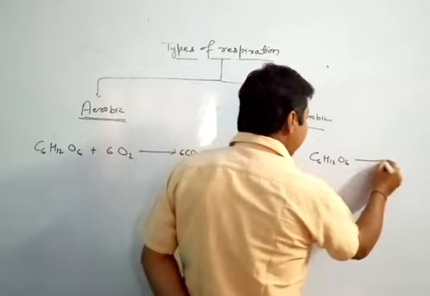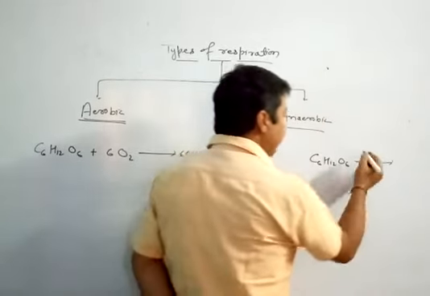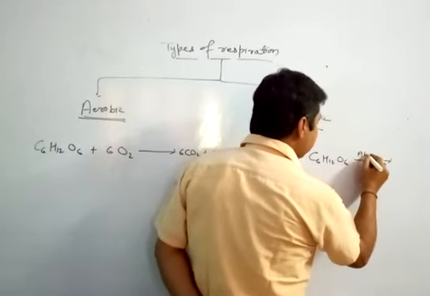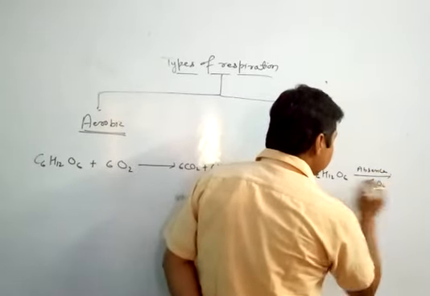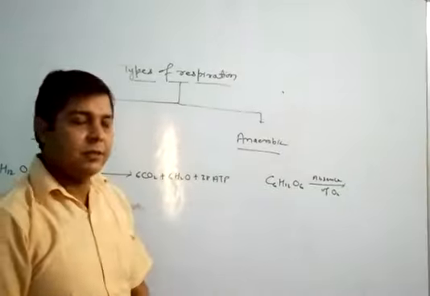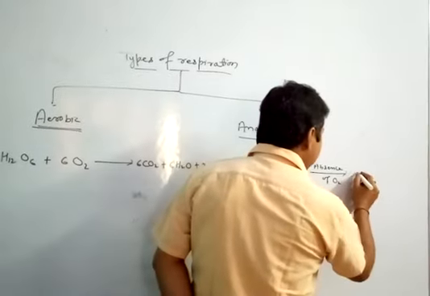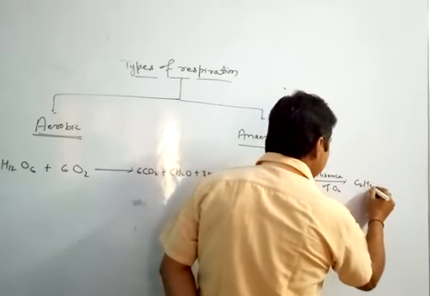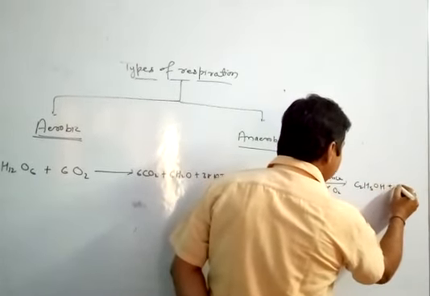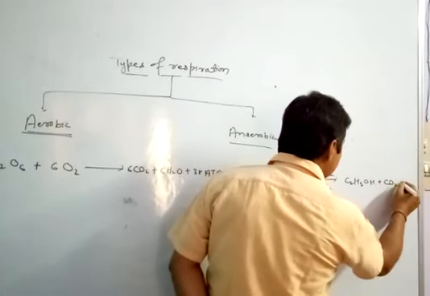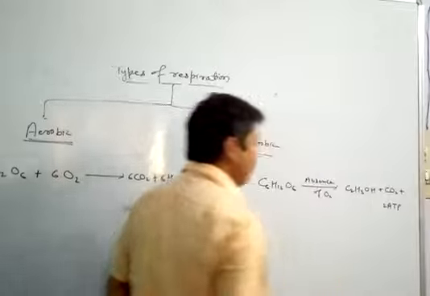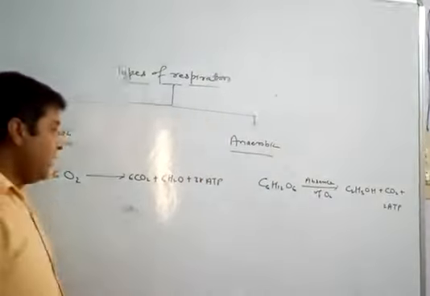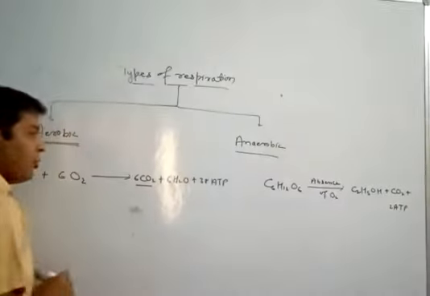C6H12O6, it breaks. We can write in the absence of oxygen. Oxygen is not present. So the product is C2H5OH plus CO2 plus 2 ATP of energy. So you may see the change in the product.